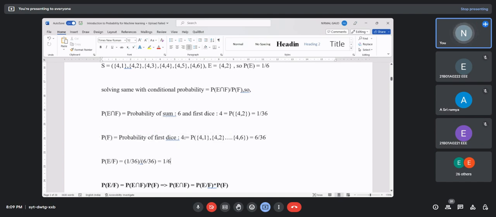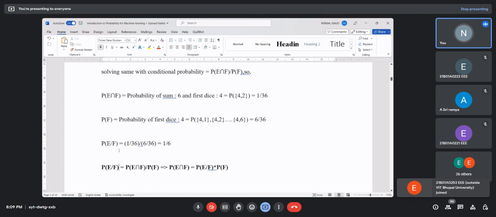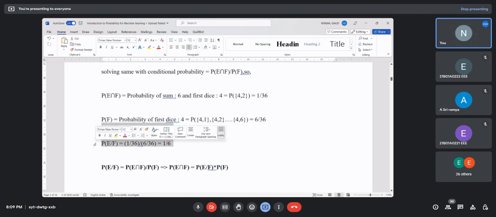P(F) is the probability of the first dice being 4. It can be 4-1, 4-2, 4-3, 4-4, 4-5, 4-6. So there are 6 chances out of 36, giving 6/36. This is my conditional probability: 1/36 divided by 6/36. So the result is 1/6.